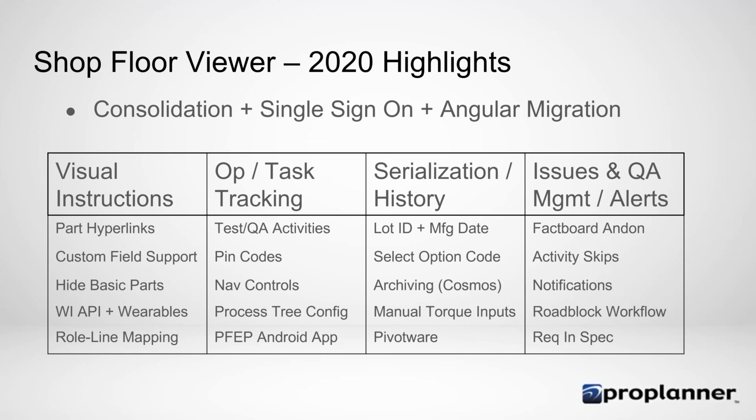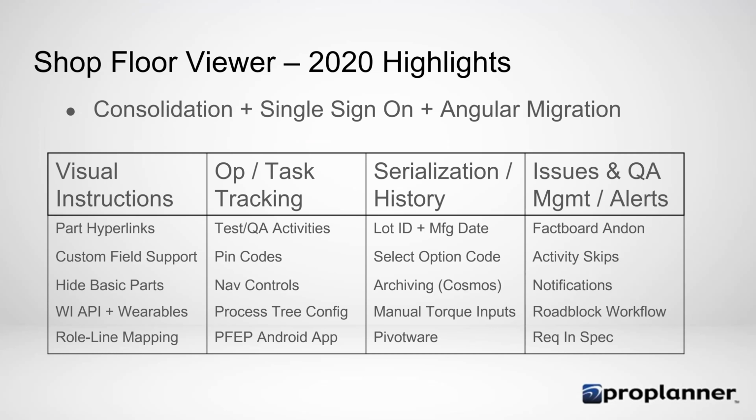Okay, so let's take a step back here and reflect on the work that was completed in 2020. At the top, I'm summarizing the major themes of what we worked on over the past year. The first is consolidation, meaning we took different branches of the shop floor viewer that specialized in different functionality, and we brought those together under one common main branch.